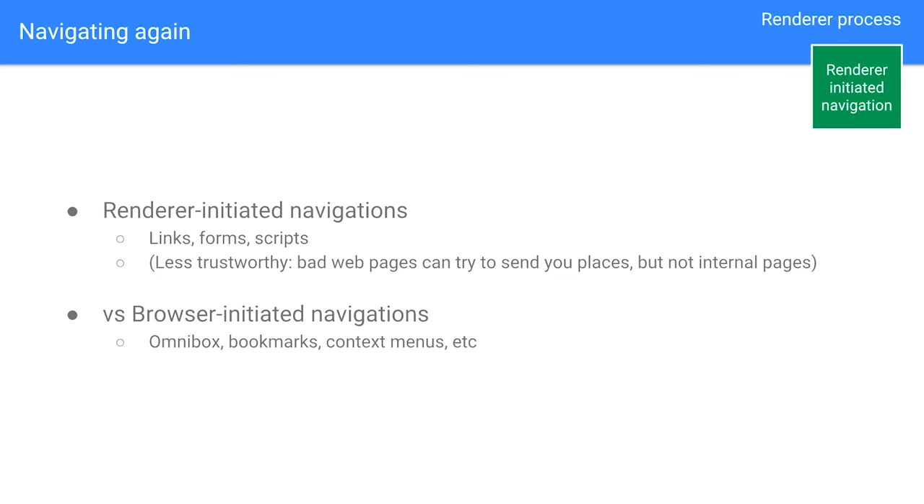We also distinguish between renderer-initiated navigation and browser-initiated. Browser-initiated is when the user does something like omnibox, bookmark, right-click, whereas renderer-initiated is basically script or anything that comes from an untrusted process, so we tend not to trust these as much. And you will see a lot of browser code that basically reasons about whether we should do this based on whether it's a browser-initiated or renderer-initiated navigation.